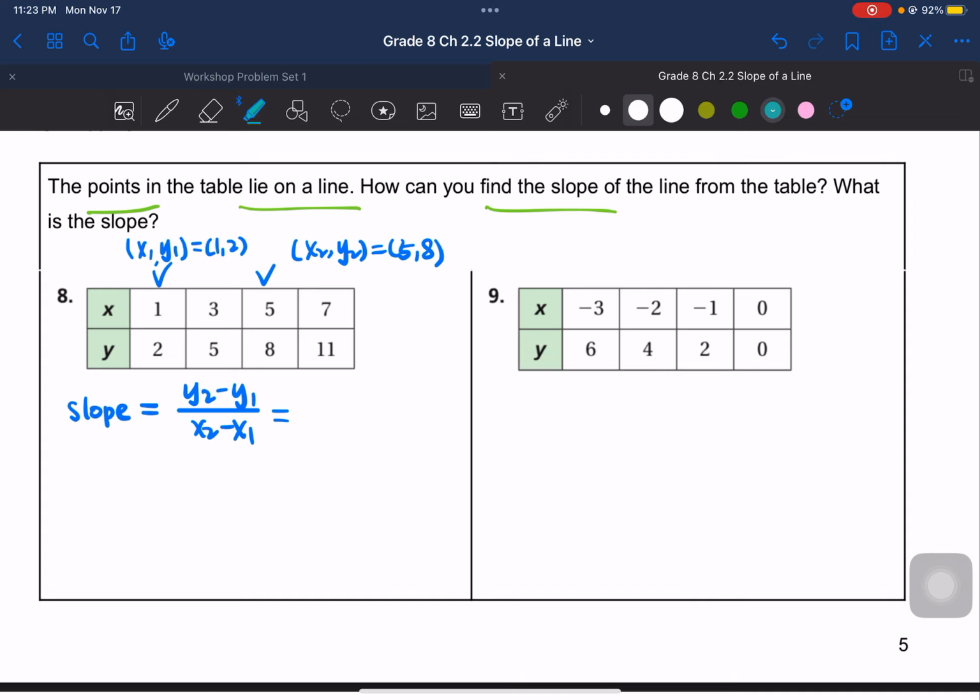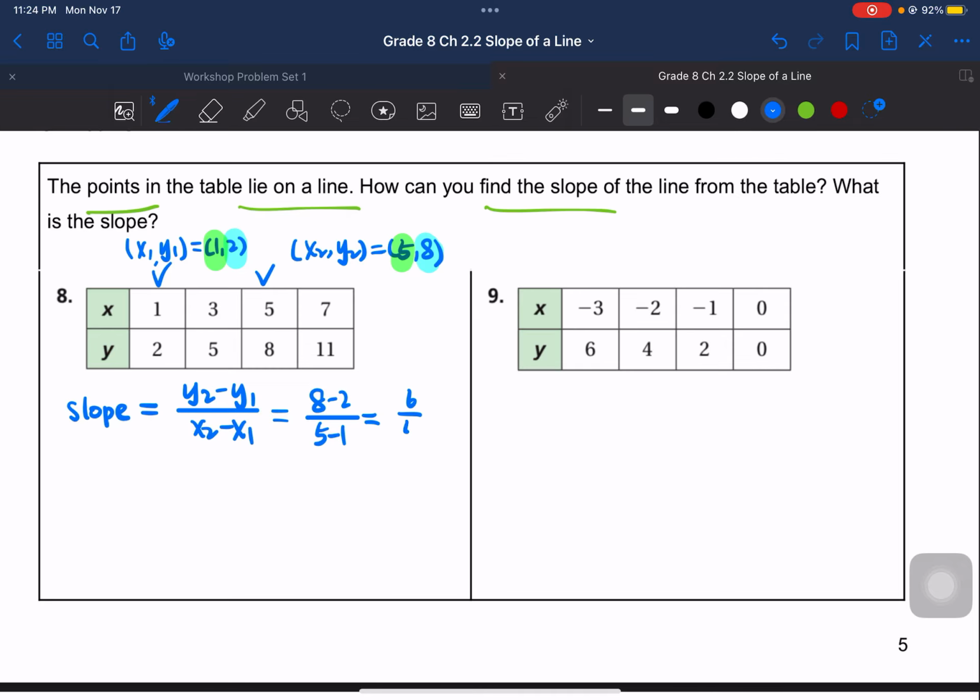So my y2 minus y1 would be 8 minus 2 over my x2 minus x1, which would be 5 minus 1. So it would be 6 over 4. And you simplify, you will get 3 over 2. That's problem 8. And let's see problem 9.